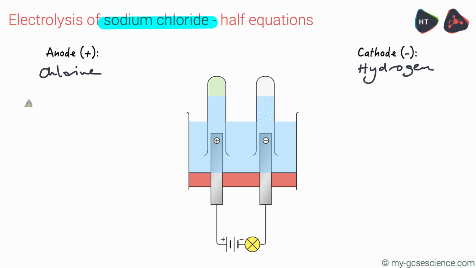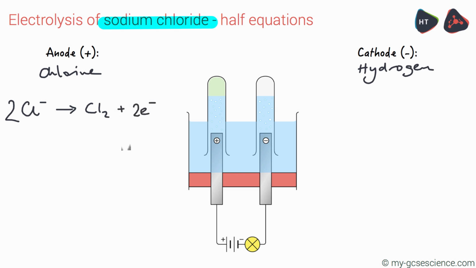At the anode, we start off with the chloride ions in the solution, and we make chlorine gas, which is Cl2. We've got two chlorines here, but only one here, so we need to balance it with a big 2. And remember, we need to balance the charges as well. We now have 2 negative charges, which means over here we need 2 electrons to balance out the negative charge.